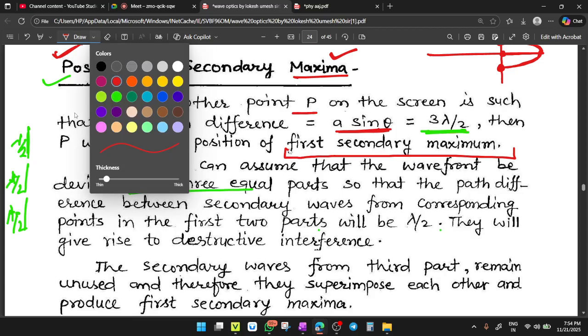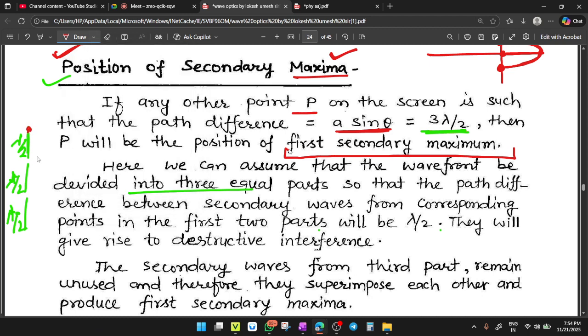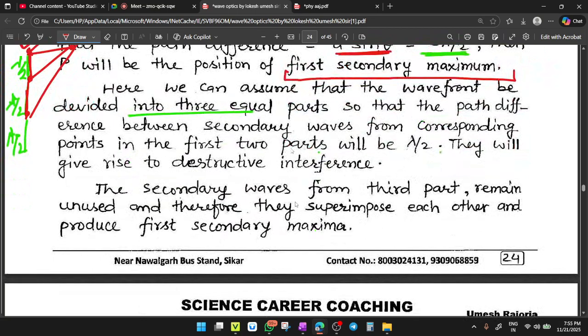Here it is saying that if you take the waves from here to here, they will interfere destructively, so they will give rise to a dark fringe. But if you consider the waves from the upper half and the bottom one, they will have a path difference of lambda. Yes or no? Lambda by 2 plus lambda by 2 equals lambda. The secondary waves from the third part remain.